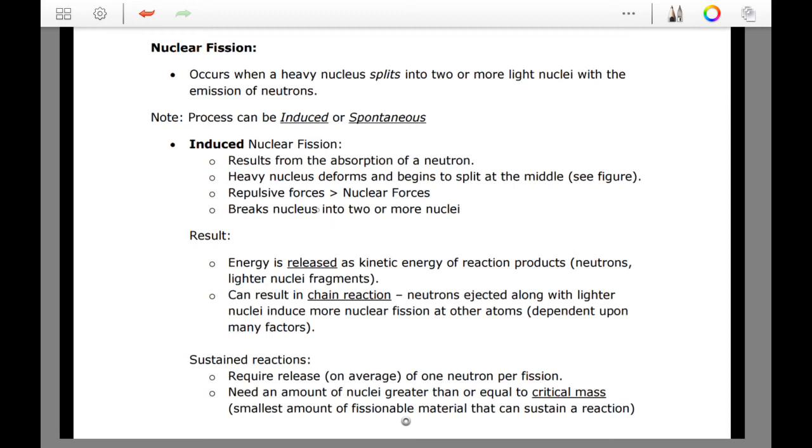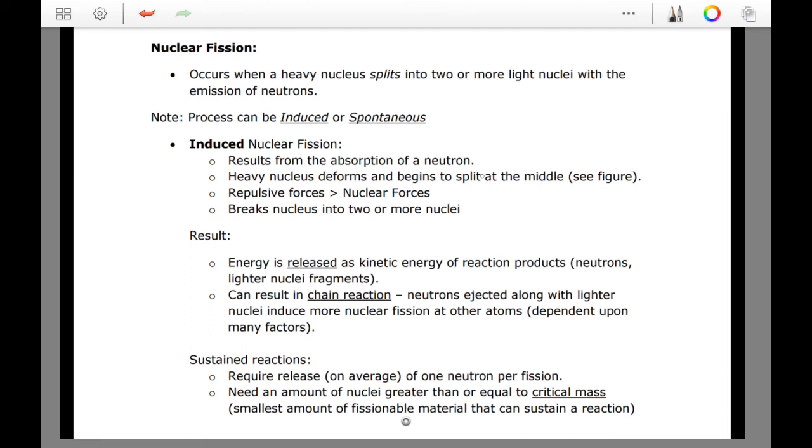And so once this nucleus breaks, it's going to release energy as kinetic energy for the reaction products, which will be additional neutrons and these lighter nuclei fragments. And so if you have a certain amount of neutrons being ejected from the nucleus, then it can result in a chain reaction. A chain reaction occurs when these additional neutrons that are ejected with the lighter nuclei induce more nuclear fission at other atoms, because we know that the nuclear fission started from the absorption of a neutron.